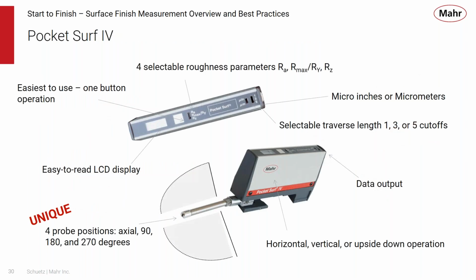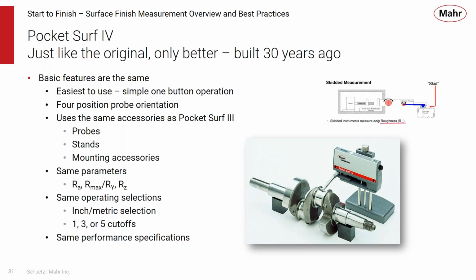So, just a quick overview here. You have some buttons that allow us to set the parameters, a nice display, a simple one-button operation. The probe has these unique 4 probe positions, which increases the versatility. It can read in inches or micrometers. It has its data output, and it can be used vertically, horizontally, even upside down to give us good results. We've sold thousands of them over the years, and we're up to PocketSurf 4 now.